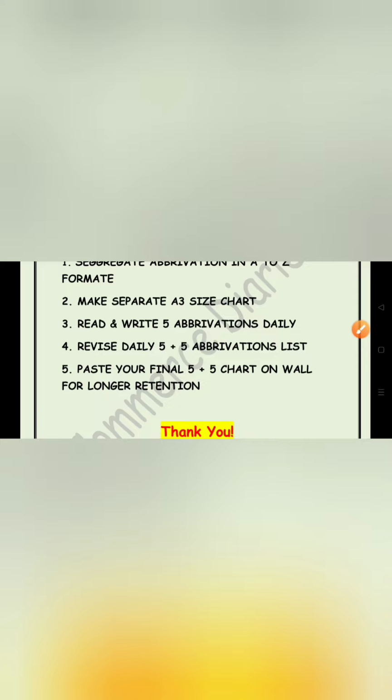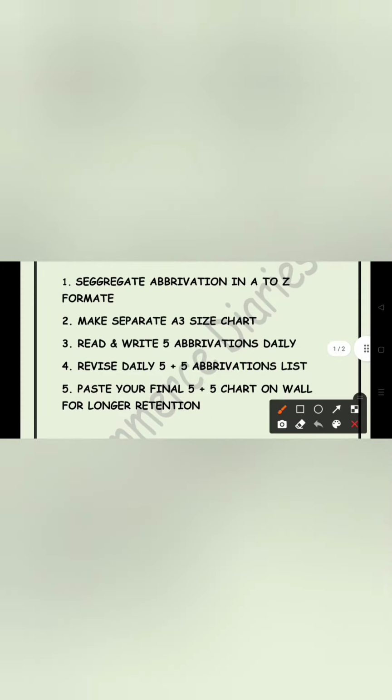So these are a few simple steps with the help of which you can easily remember all the abbreviations. So if your list is 100, just split it into daily 5, 5, 5, and that 5 plus 5 will help you to learn and retain all your abbreviations till your examination.